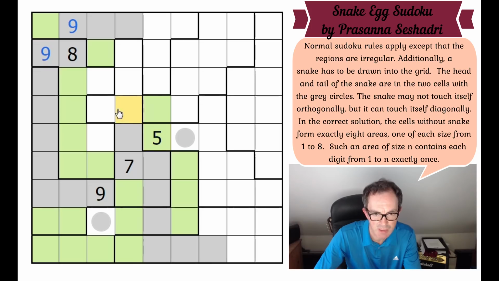Can the snake even get to this cell? If the snake comes to this cell, in order to stop this becoming a 9-cell green region, the snake's going to have to take some of these white cells away. But the thing is, if the snake turns in there, it can't get out without touching itself orthogonally. So actually, the snake can't even take that cell. It must come there. It's got to therefore come up there. It's got to come out again.